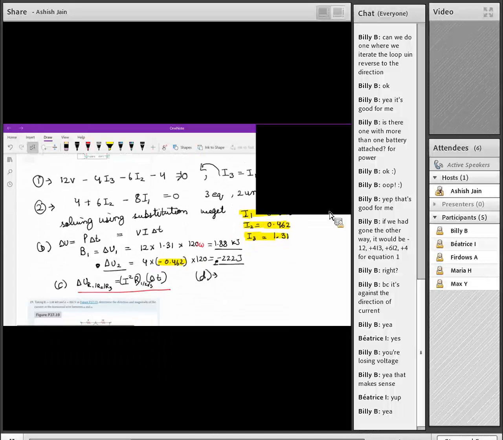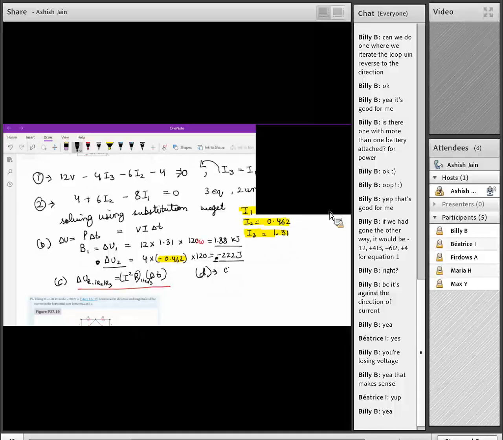So chemical potential energy is being transferred to the internal energy of the resistor. That's one conversion that's been going on in the circuit.